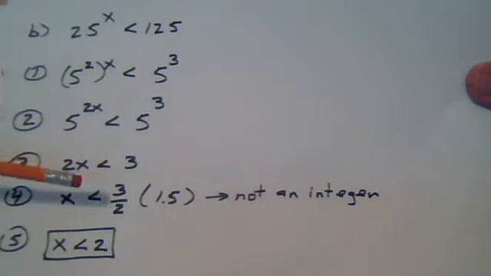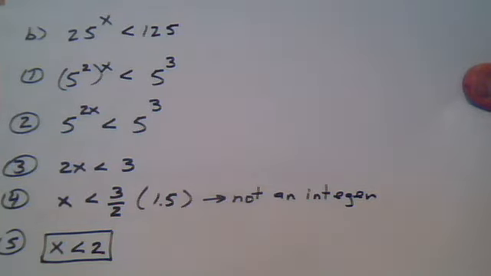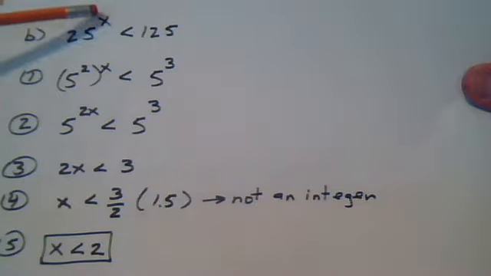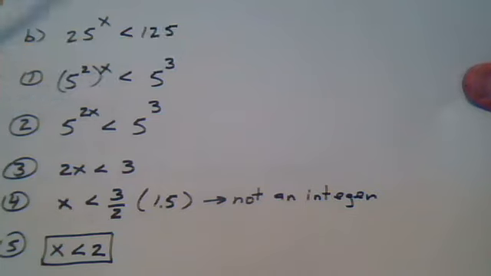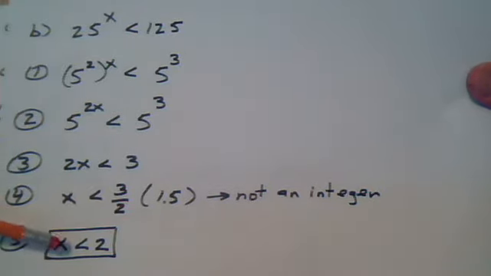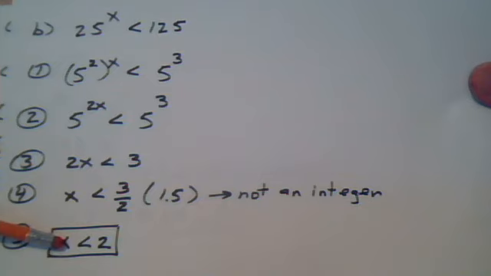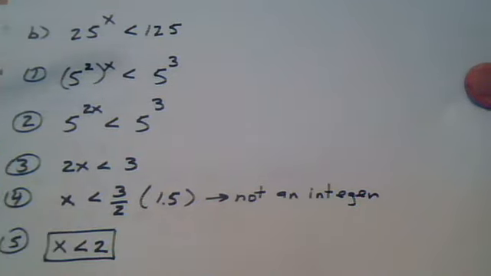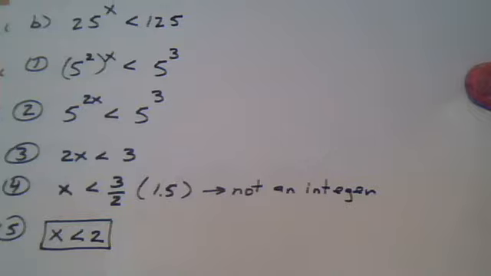But if you choose x less than 2, what's the first integer before 2, to the left of 2? 1. If you put a 1 here, 25 to the first is also less than 125. So if you choose x less than 2, that would be more inclusive because it takes care of all the integers before 2, the one that we mentioned and the 0 and all the ones that come before. So the solution is x is less than 2.